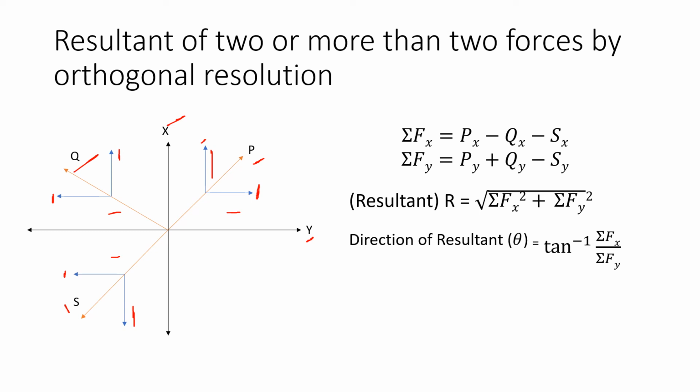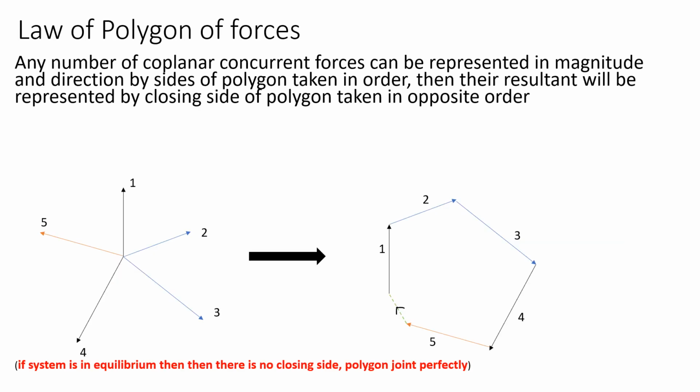A simple law regarding polygon. Yes, the law of polygon of forces. It will be based on the parallelogram law. If any number of coplanar concurrent forces can be represented in magnitude and direction by the sides of a polygon taken in order, then their resultant will be represented by the closing side of the polygon taken in the opposite order. Let us see. There are n number of forces: force 1, force 2, force 3, 4, and 5.